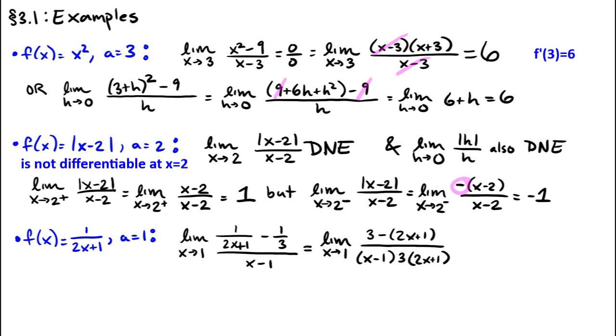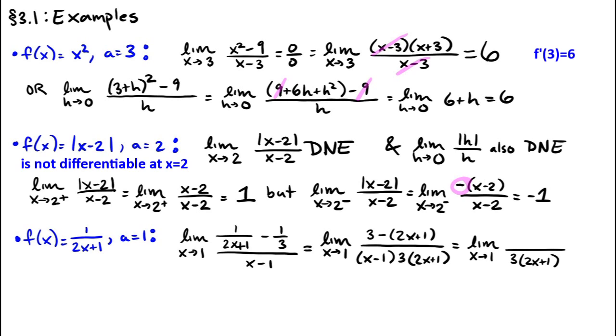When you do that, the numerator should become 3 minus quantity 2x plus 1 on top, and on the bottom you get 3 factors: the x minus 1 which was in the original denominator, and the 3 and the 2x plus 1 which are coming from combining the numerator into a big fraction.